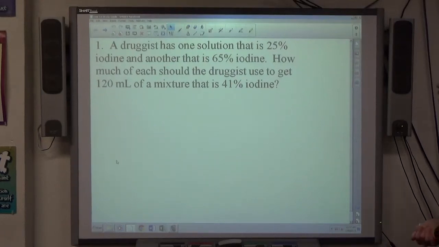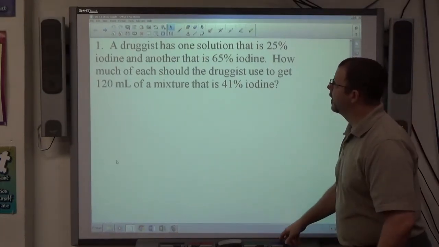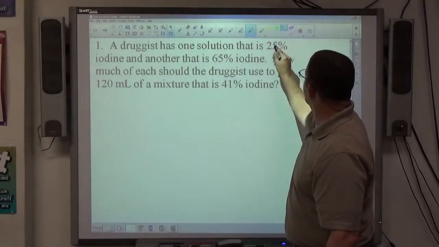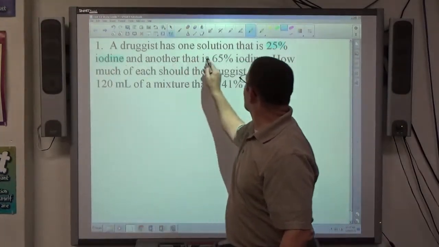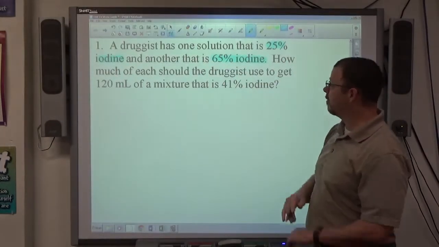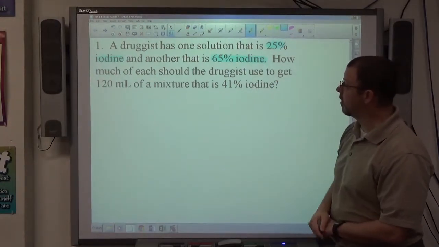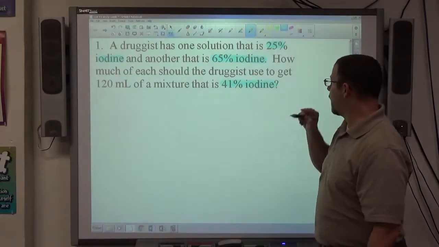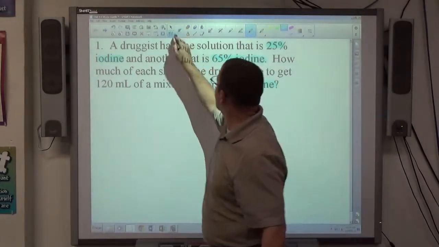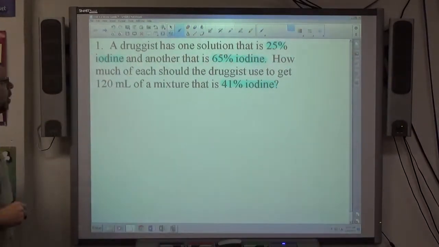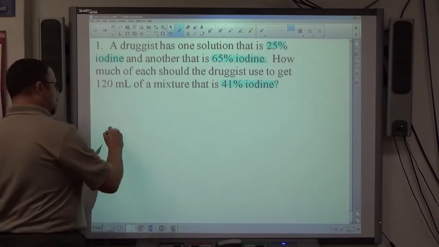Okay, problem 1. A druggist has one solution that's 25% iodine, another solution that is 65% iodine. How much of each should the druggist use to get 120 milliliters that is 41% iodine? So highlighted the percentages, they all deal with iodine. We have one that's too weak, one that's too strong. We're trying to make something in between, which is possible.